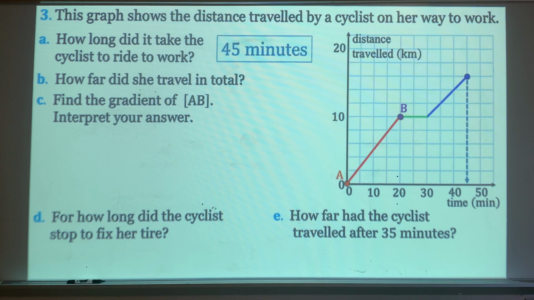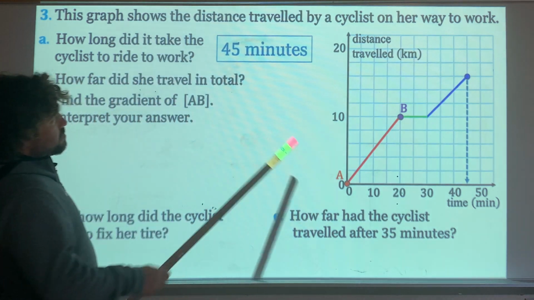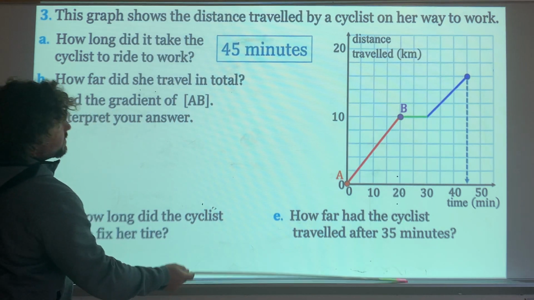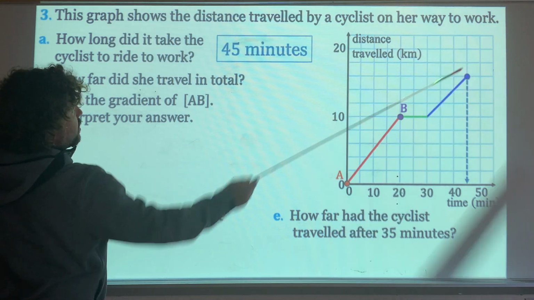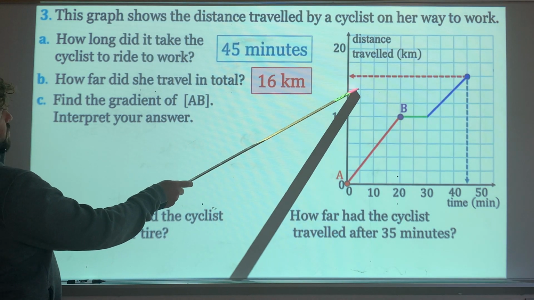This is something you have to read straight from the graph. How far did she travel in total? Oh, look at that, perfect. Distance traveled. Go to your top point. She traveled 16 kilometers. 10, 12, 14, 16.